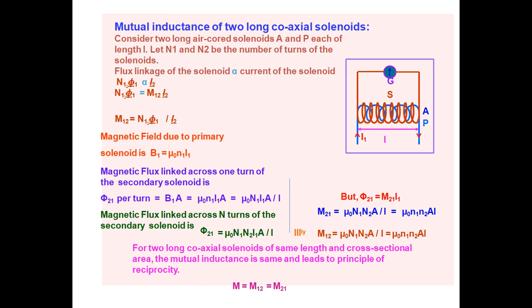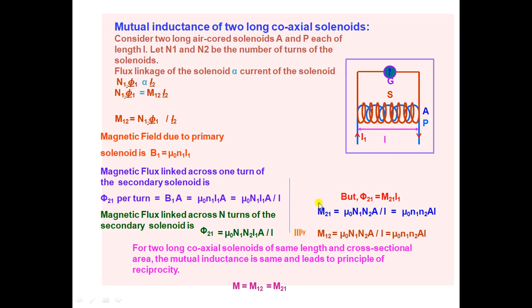Due to the primary solenoid, the magnetic field will be B1 equal to mu naught n1 I1, and the magnetic flux linked across the turns of the secondary solenoid is phi 21 per turn equal to B1 A, that is equal to mu naught n1 I1 A, and that is equal to mu naught N1 I1 A by L. Then the magnetic flux linked across the N2 turns of the secondary solenoid is phi 21 equal to mu naught N1 N2 I1 A by L, but phi 21 is equal to M21 I1, and that is M21 equal to mu naught N1 N2 A by L, or that is equal to mu naught n1 n2 A l.